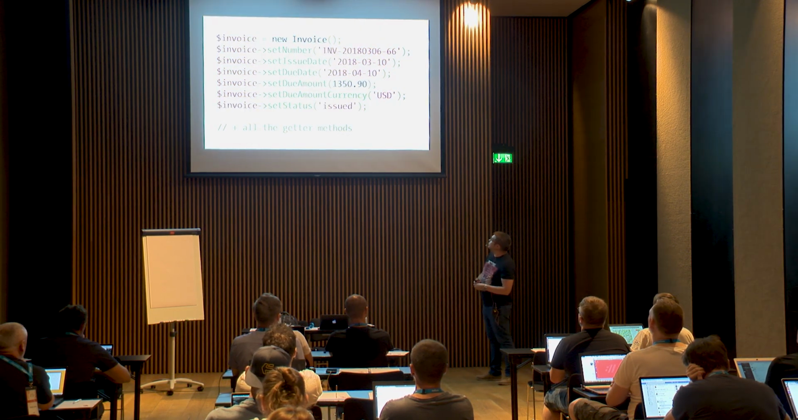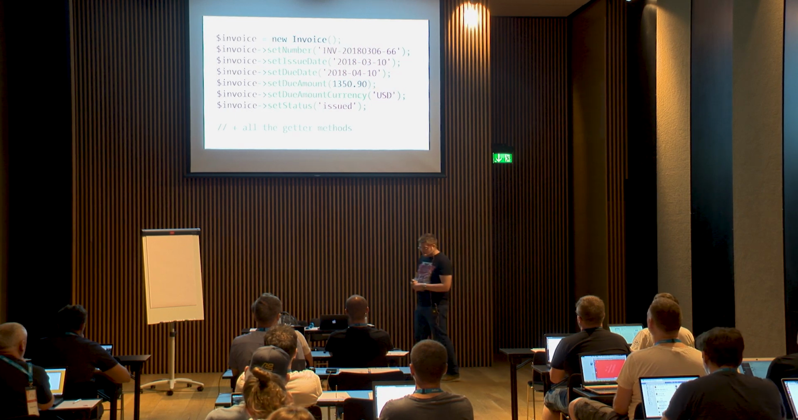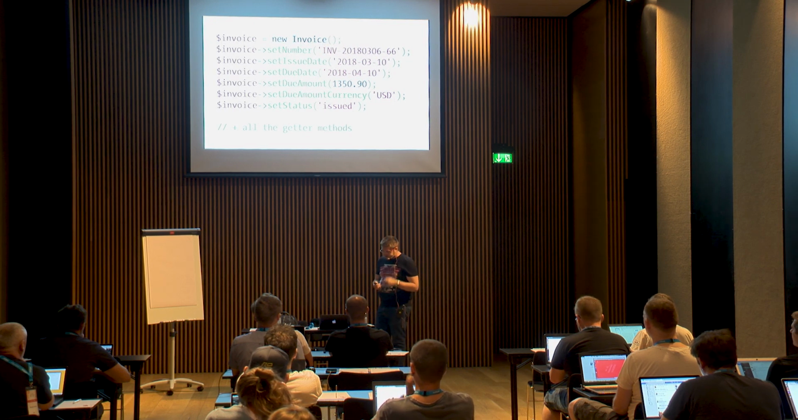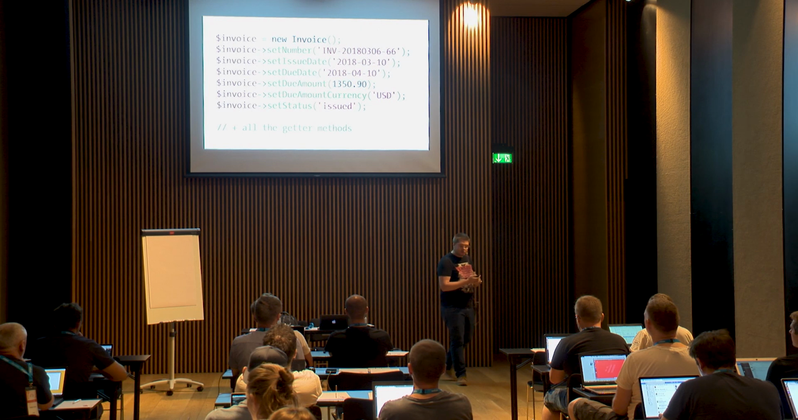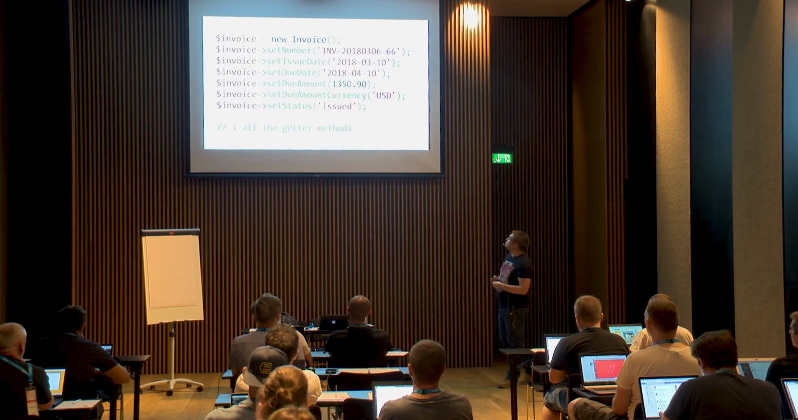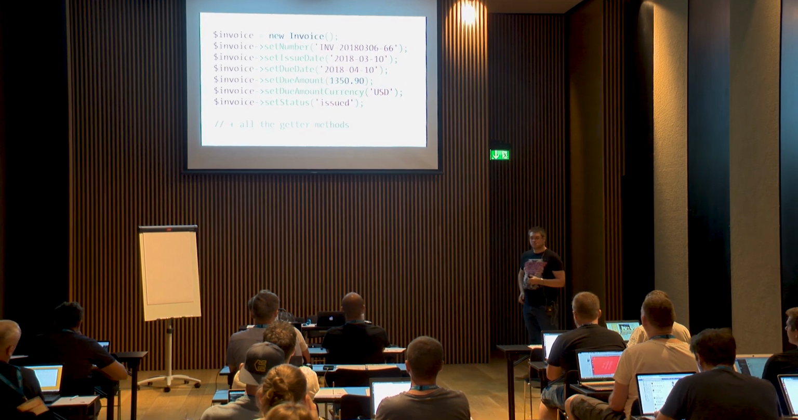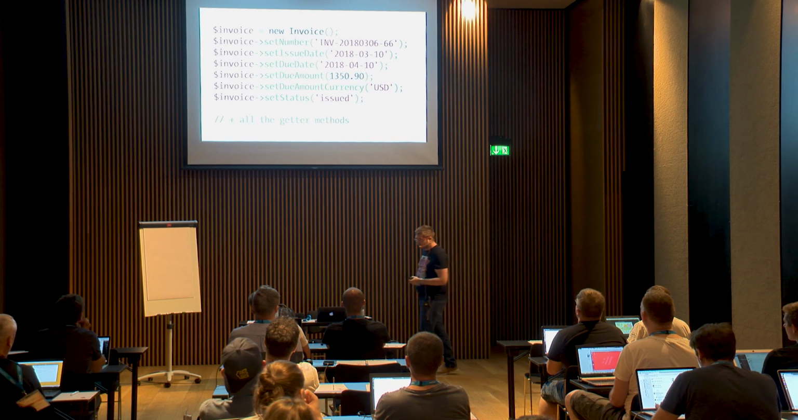That's an example. Here we have some invoice entity object. And as you can see, in this case, my invoice object has many setter methods. And of course, it has the getter methods. What's the problem with this implementation? What's the problem of having too many setters?